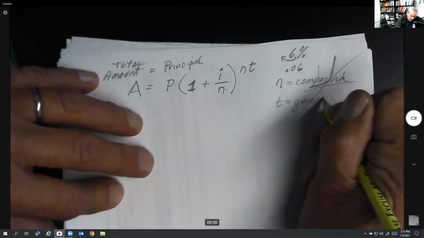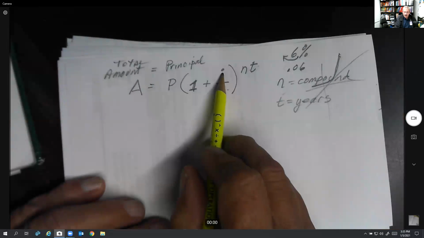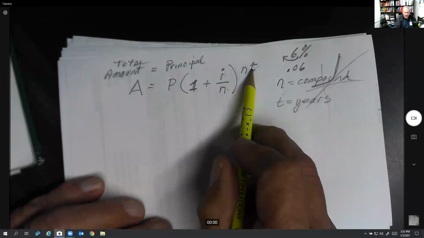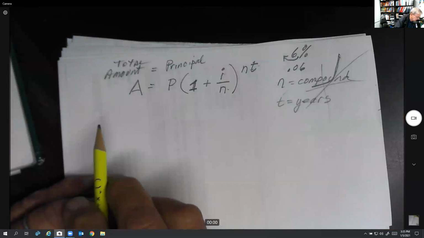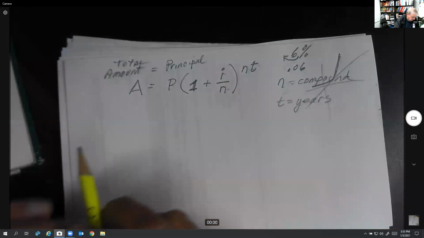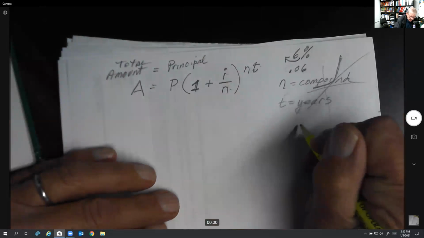Now, different formulas might have different letters. They might put an R here. They might put a Y here for years, so it kind of depends. So we're going to do one. This guy put $1,000 in the bank.